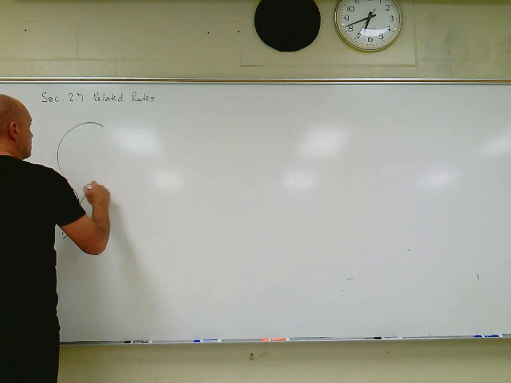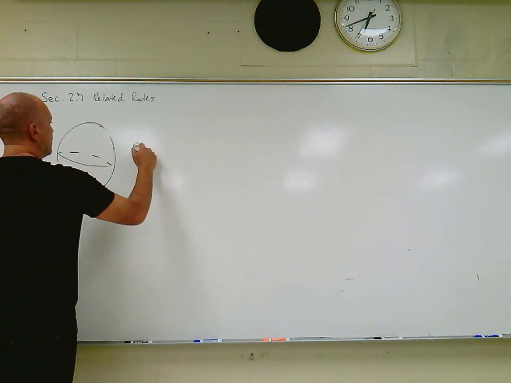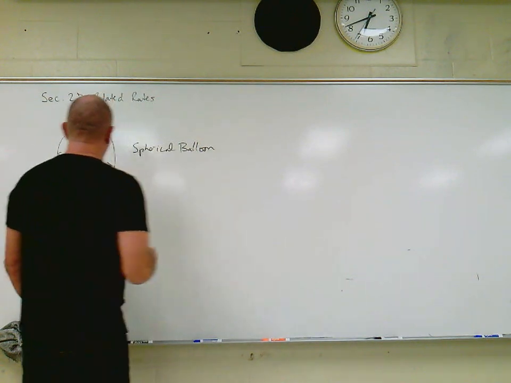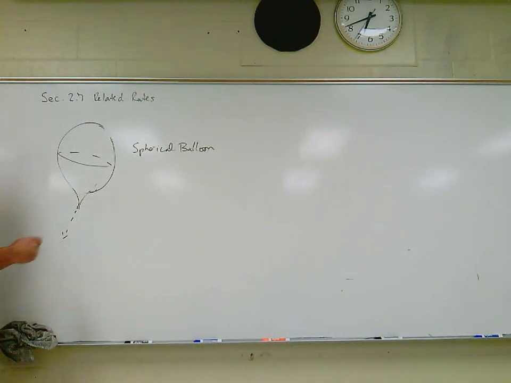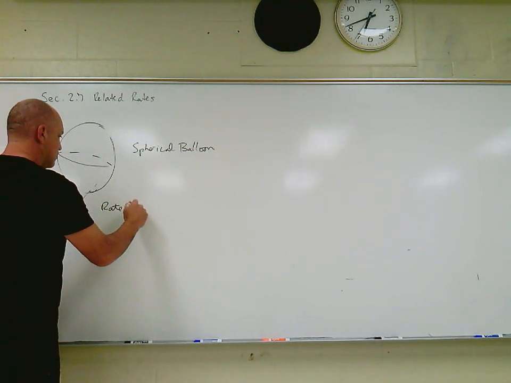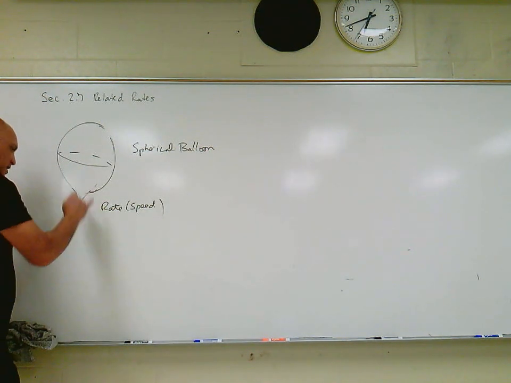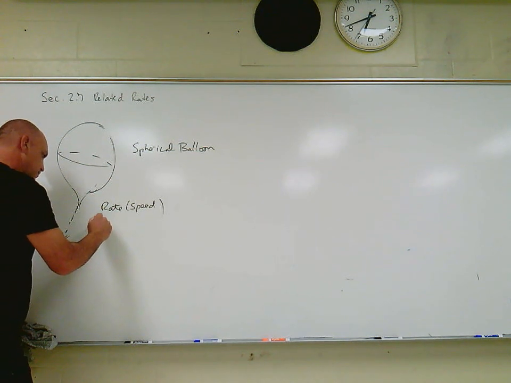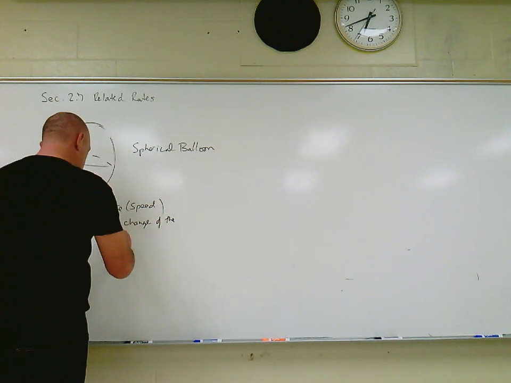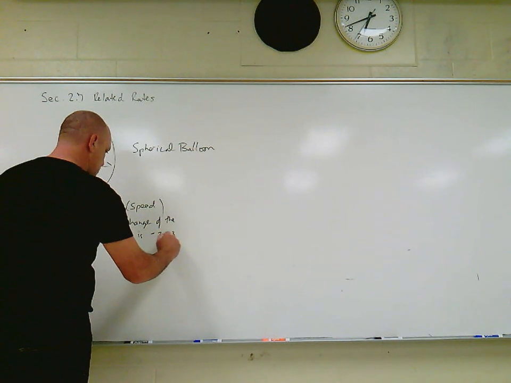Okay, try to make it. Let's say this is a spherical balloon. So the shape is going to be important. But what we're going to use calculus to solve for is, say air is leaking out at a certain rate, so a certain speed, right? Rate and speed are synonymous. All right. And so we might say the rate of change of the volume is -2 cubic inches per minute.